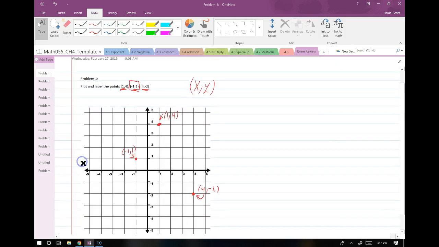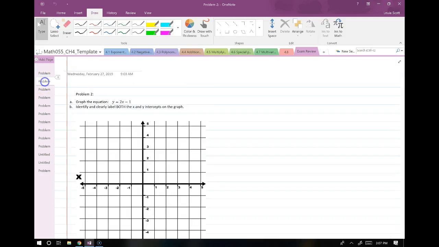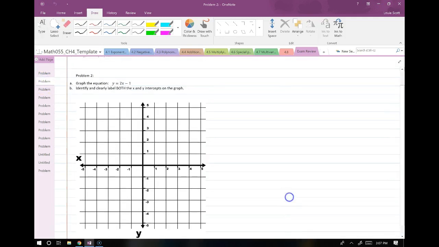Right, so that's how you plot points. Careful with that one. I know plotting points is simple, but people have brain farts on the test all the time and mix that one up. So just look over it once to check your work, because you should all get that one right. All right, graphing a line.